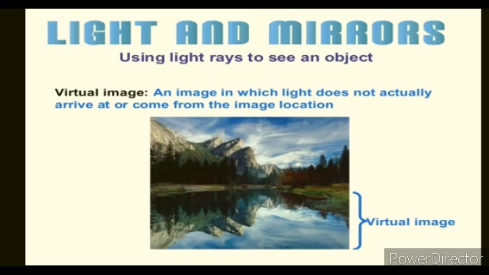Virtual image. What is the meaning of virtual image? An image in which light does not actually arrive at or come from the image location. You can see this mountain. Actually, this image of the mountain is seen in a river. So, this is the virtual image of this mountain.